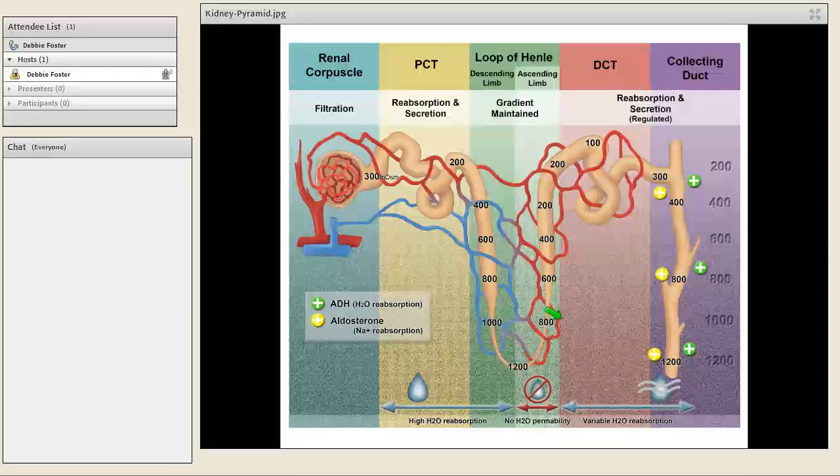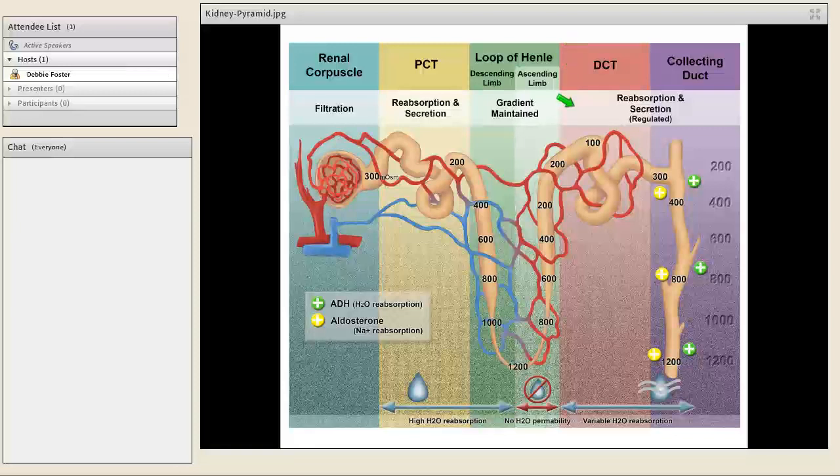Now, here as we ascend in the loop of Henle and start going into the distal convoluted tubule, there's no water permeability here at all. And so as solutes continue to leave, such as potassium and magnesium and sodium and chloride, it becomes less and less concentrated until it can be very dilute.